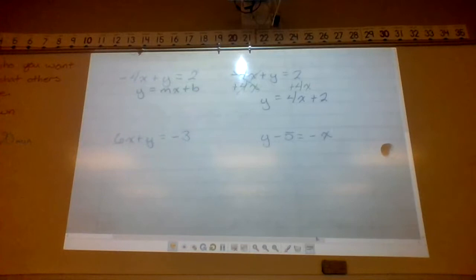Hey guys, I need you to get this done because I still need to show you how to graph these, because your homework will include graphing some of these. That's why I need to teach it to you. Wait, there's two variables. You tell me what is slope and what is intercept.